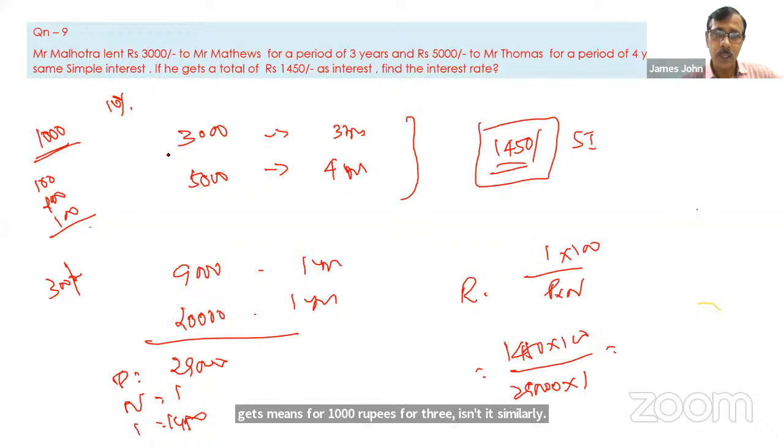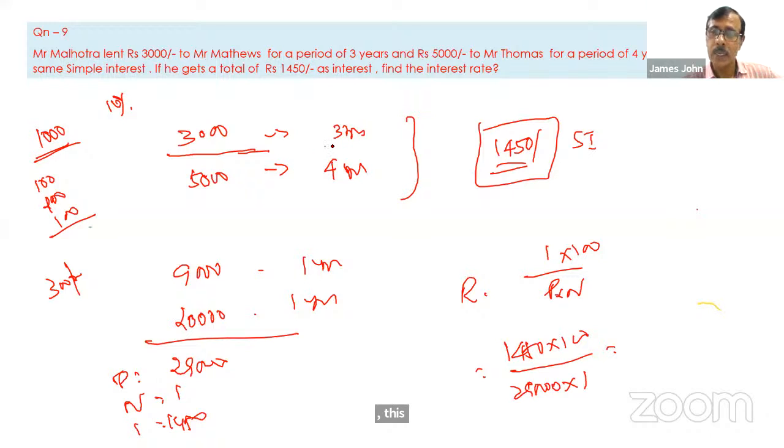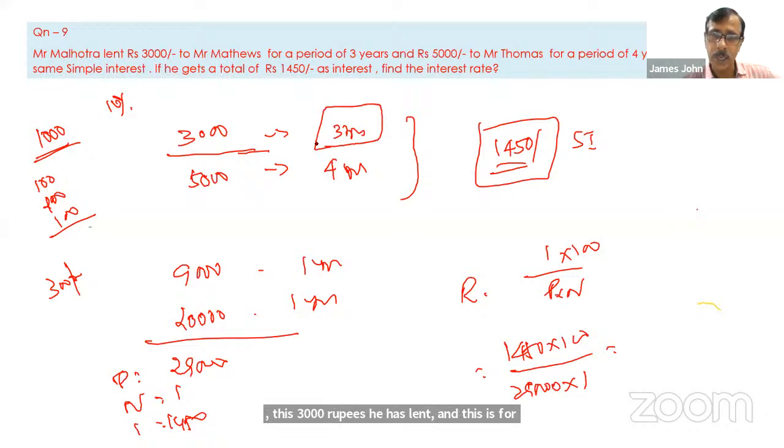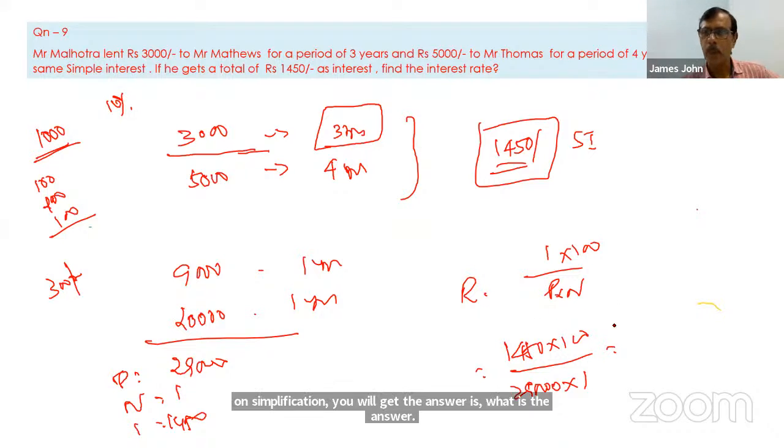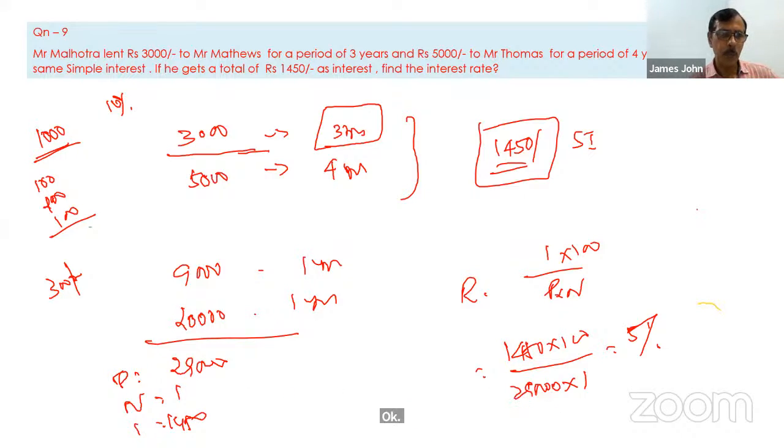Similarly, this 3,000 rupees he has lent, and this is for a period of 3 years. This is same as 9,000 rupees for 1 year, 3 into 3,000. So 20,000 into 1, 20,000 for 1 year. So total amount lent is 29,000. You can take P as 29,000, N as 1, and R you have to calculate. I is 1450. So on simplification, you will get the answer as, what is the answer? 5%. Okay, 5%.